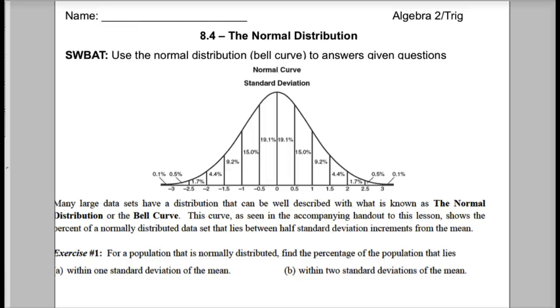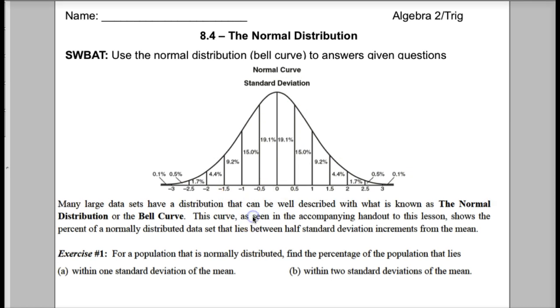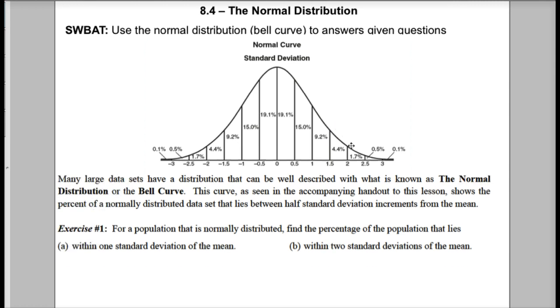Hey guys, it's the last lesson for Unit 8. It's 8.4, the normal distribution. Our objective is that students will be able to use the normal distribution, or what's known as the bell curve, to answer given questions. This is what we were talking about when we did the standard deviation, and we were talking about the mean and one standard deviation above, one standard deviation below.